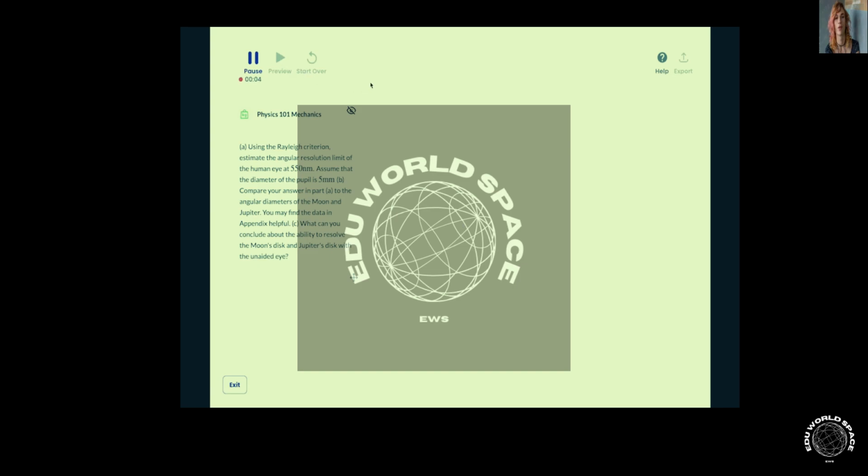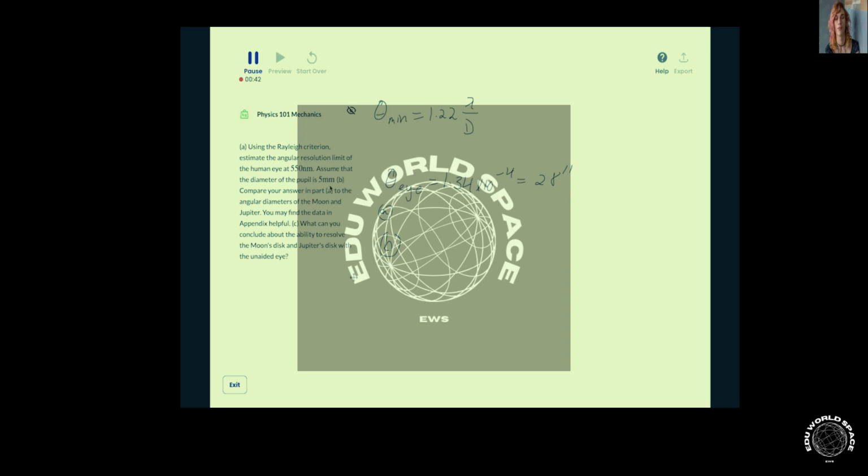Okay, so the equation from the book reads that theta min equals 1.22 times lambda divided by d. So for part A, all that we have to do is plug it in. We have the diameter and we have the resolution limit of the human eye. So directly plugging it in, we get theta I equals 1.34 times 10 to the negative fourth, or 28 seconds. Okay, so that's A. Now let's see B.